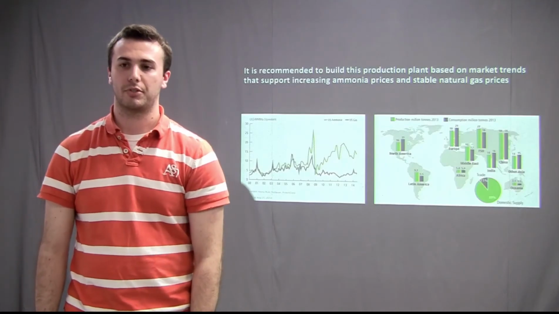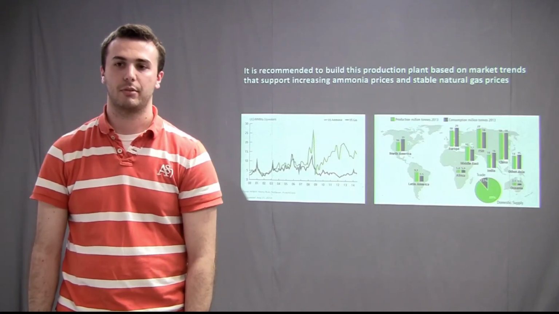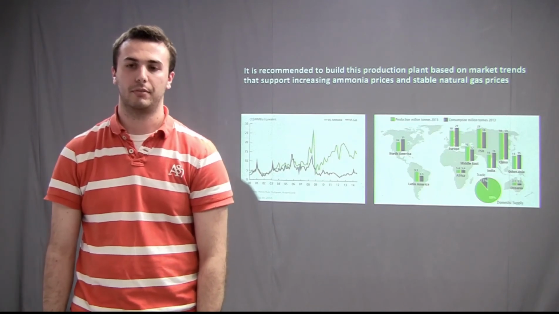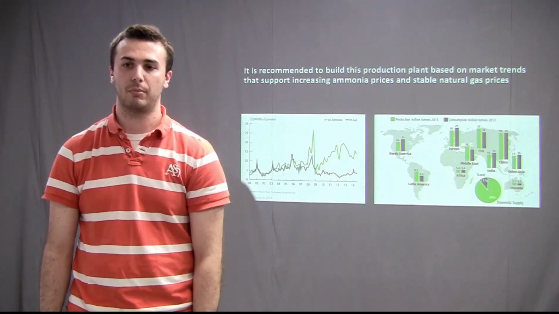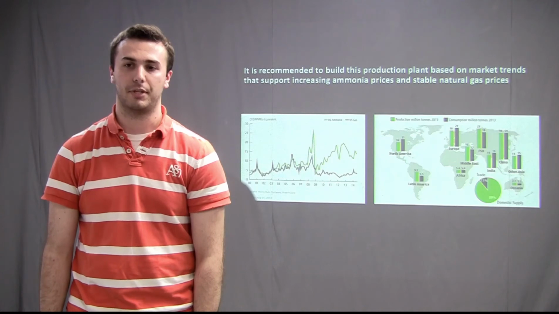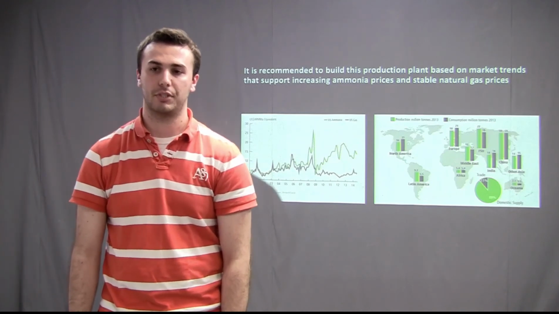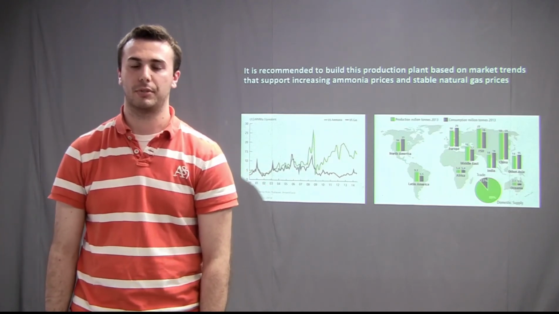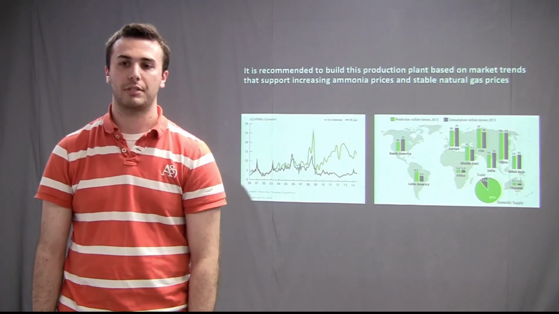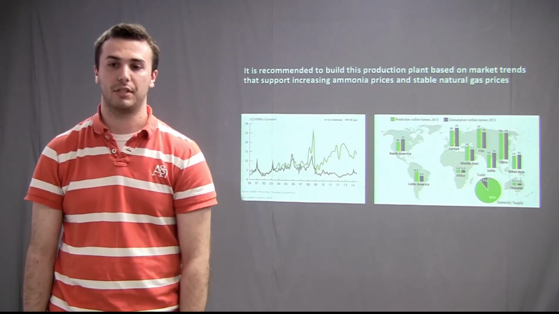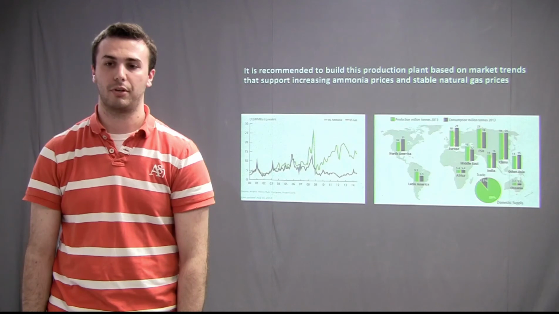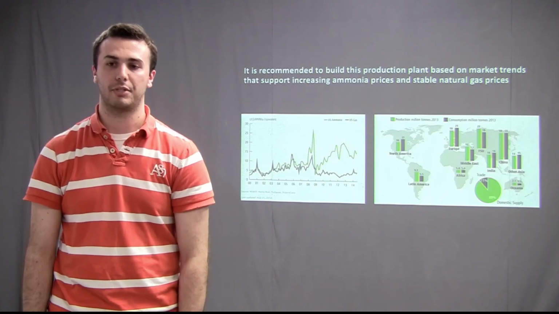From the historical market trends of ammonia and natural gas prices, we recommend building this ammonia production plant. Since 2008, there was a small margin between ammonia and natural gas prices. This margin has increased due to the price of natural gas remaining relatively stable, while ammonia prices are predicted to increase. United States presence in the ammonia producing market is also smaller compared to other countries. Since our country's consumption of ammonia is larger than its production, there is a demand for US-based ammonia plants.